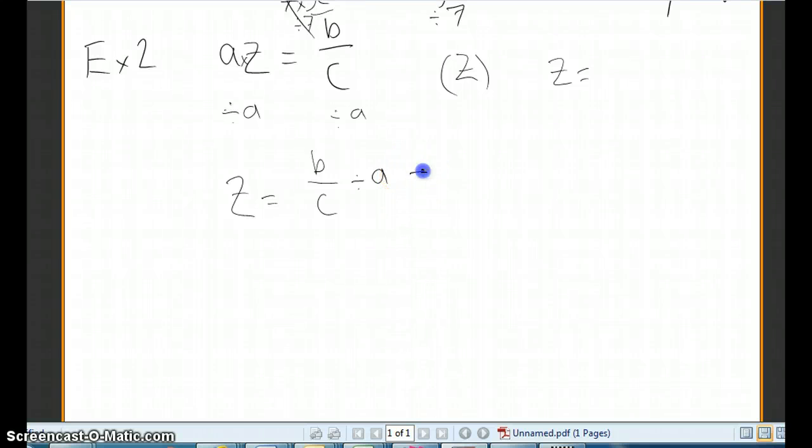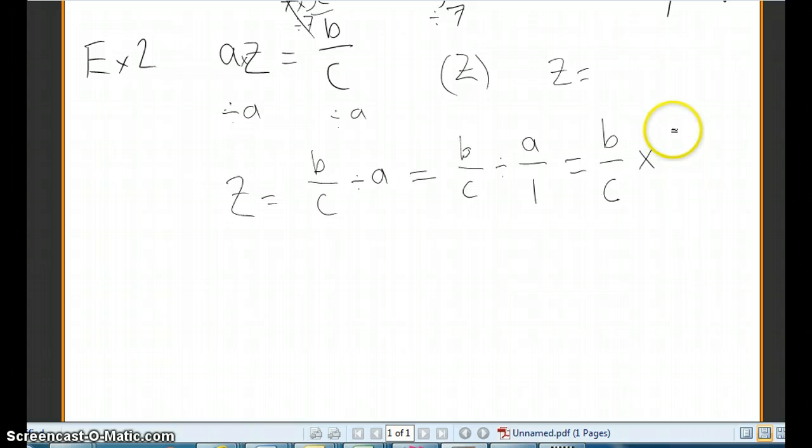Watching closely, I'm going to turn a into a fraction. A as a fraction is a over 1, because anything divided by 1 is just itself. Keep watching. B over c, or divided by a over 1, is the same thing as b over c times 1 over a. We describe that in mathematics as multiplying by the reciprocal.